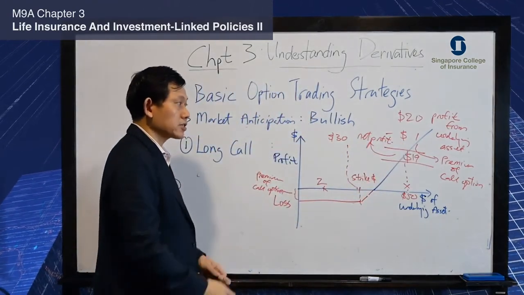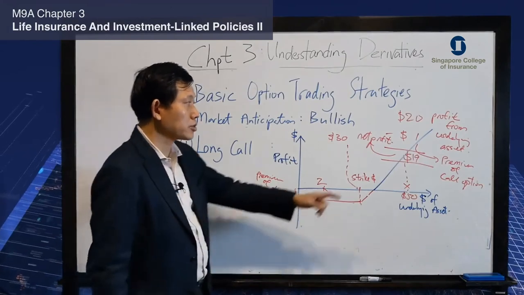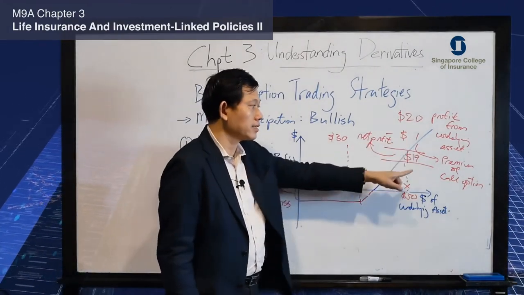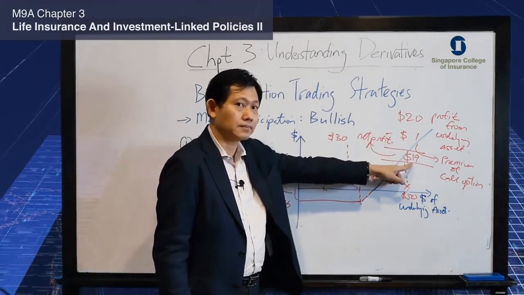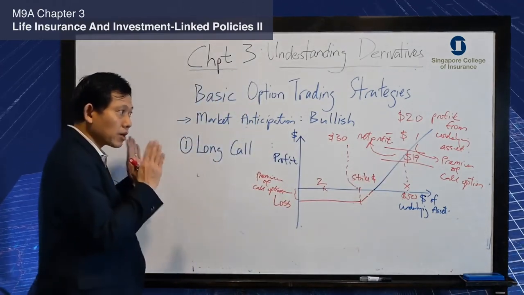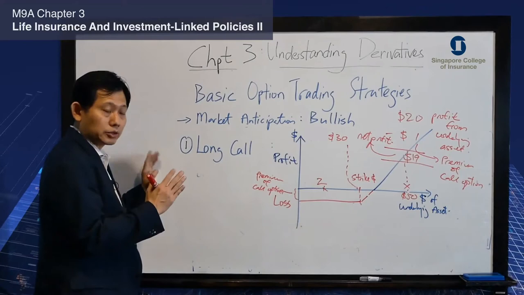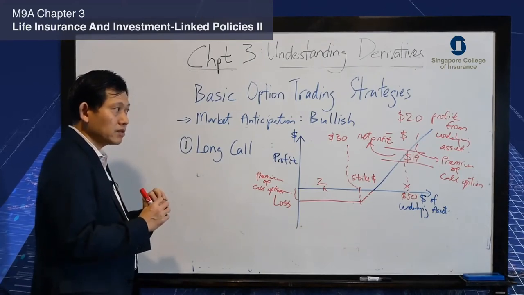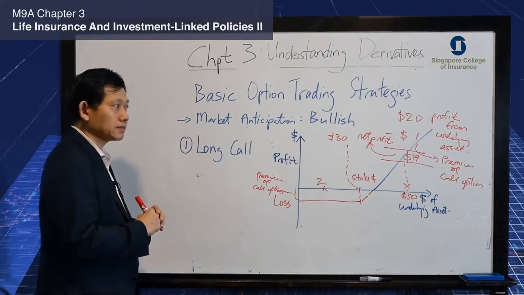I will explain the leverage concept over here. You are using $1 to gain $19. This is the power of derivative. This is the power of leveraging. Use a small amount of money for maximum exposure.